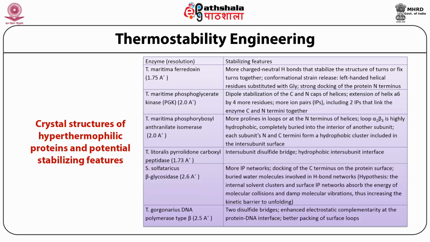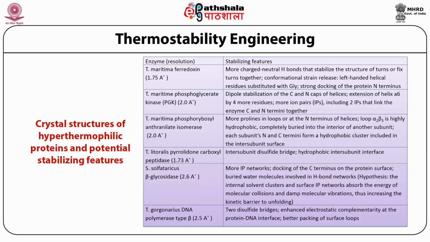In another example, the phosphoribosyl anthranilate isomerase enzyme, the number of prolines was observed to be increased in the loops or at the N-terminus of the helices. So the prolines introduced more at the loops or at the N-terminus led, as one of the factors, to the stability of these enzymes.